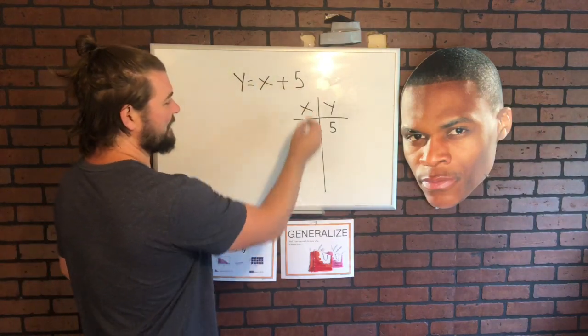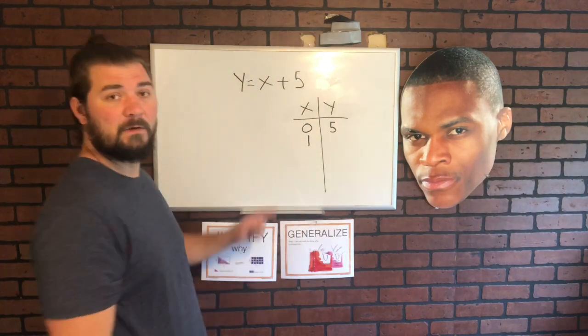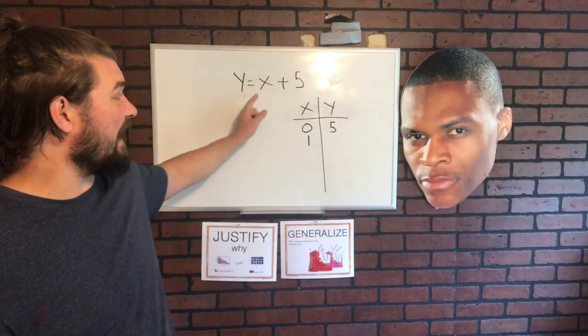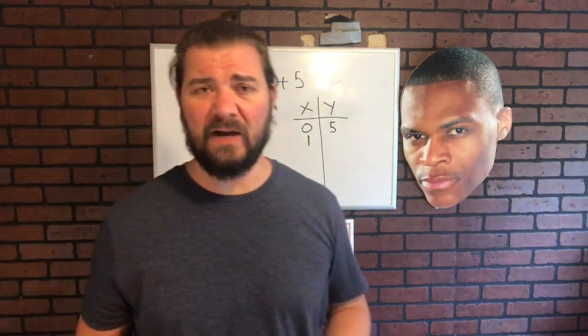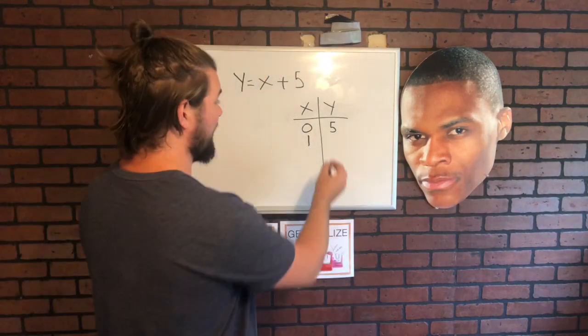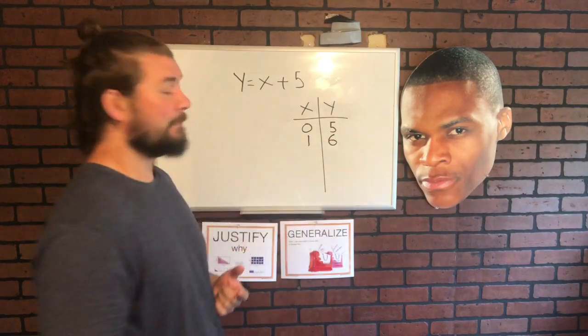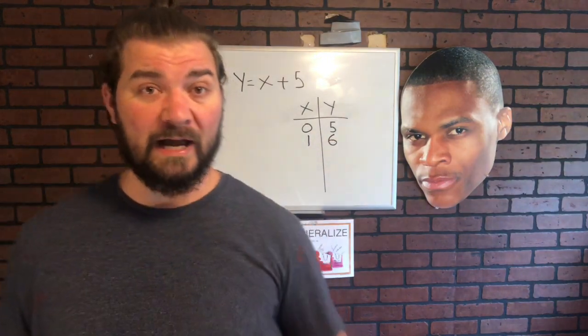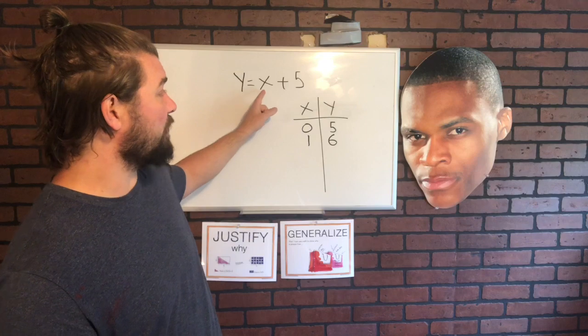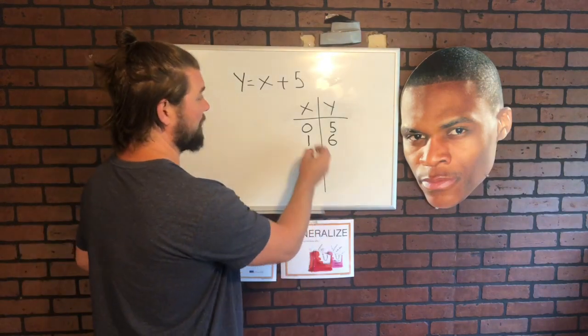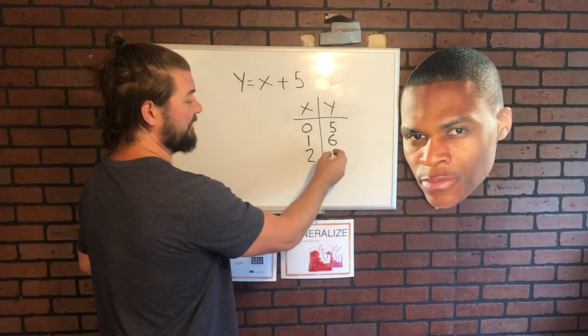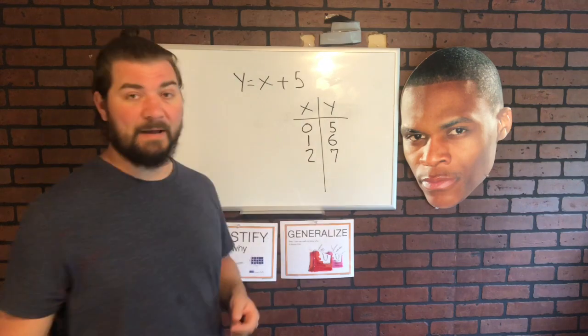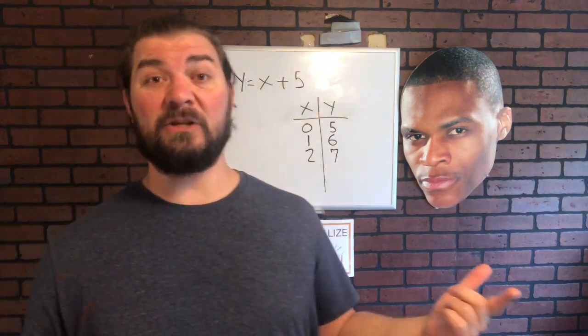If I put 1 into this equation, I can write 1 there. I say 1 plus 5 equals something. 1 plus 5 equals 6. My answer is 6 here. Let's put 2 in for x. If x equals 2, I write 2 here. 2 plus 5 is 7. Bam. Okay, let's pick something crazy.